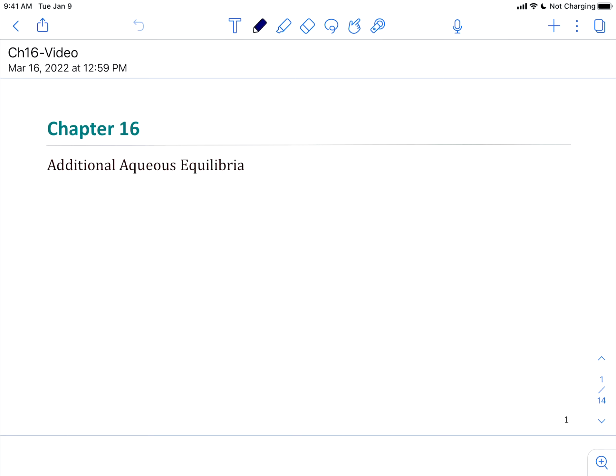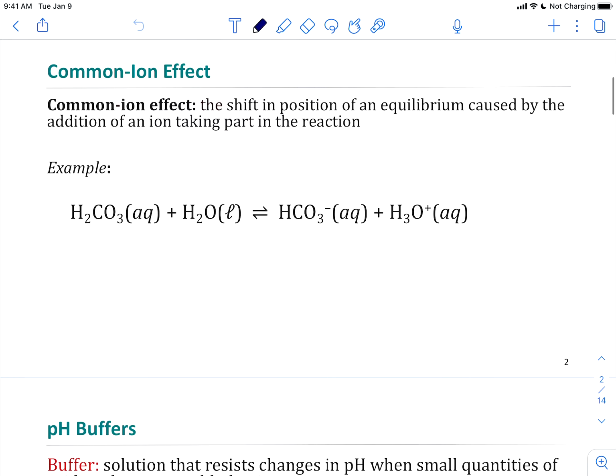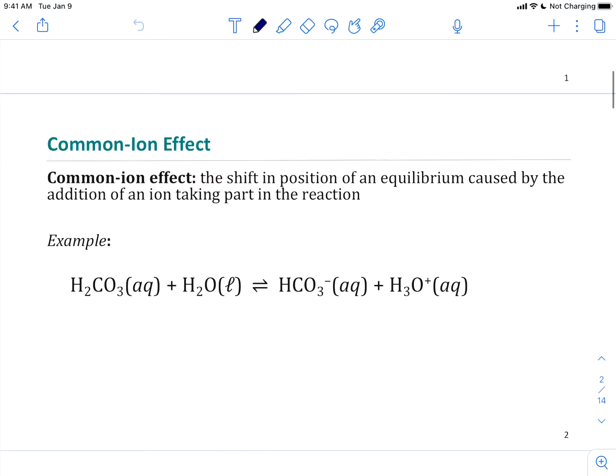This is our Chapter 16 video. This is additional aqueous equilibria. The acid-base chemistry of 15 was our initial aqueous equilibria topic. Now this is additional concepts. The first thing I want to talk to you about is something called the common ion effect. And while this is not exactly the same as Le Chatelier's principle, the reasoning really behind it is the same.